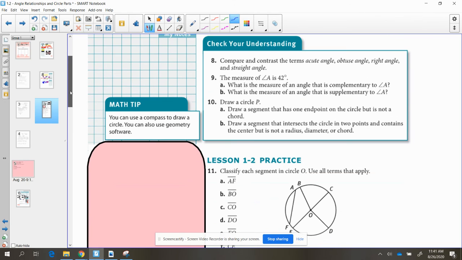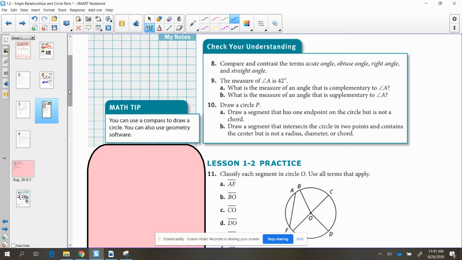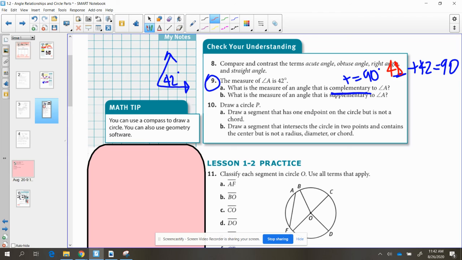Last but not least, I want to bring your attention to number 9. In number 9 here, we have an angle and its name is A. And A is 42 degrees. So if we have a 42 degree angle, how big would we have to make an angle that is complementary to angle A? Well, as a reminder, complementary angles have to add up to equal 90 degrees. So what plus 42 equals 90 degrees? Well, hopefully you answered 48 plus 42 equals 90 degrees. So 48 degrees would be our answer.